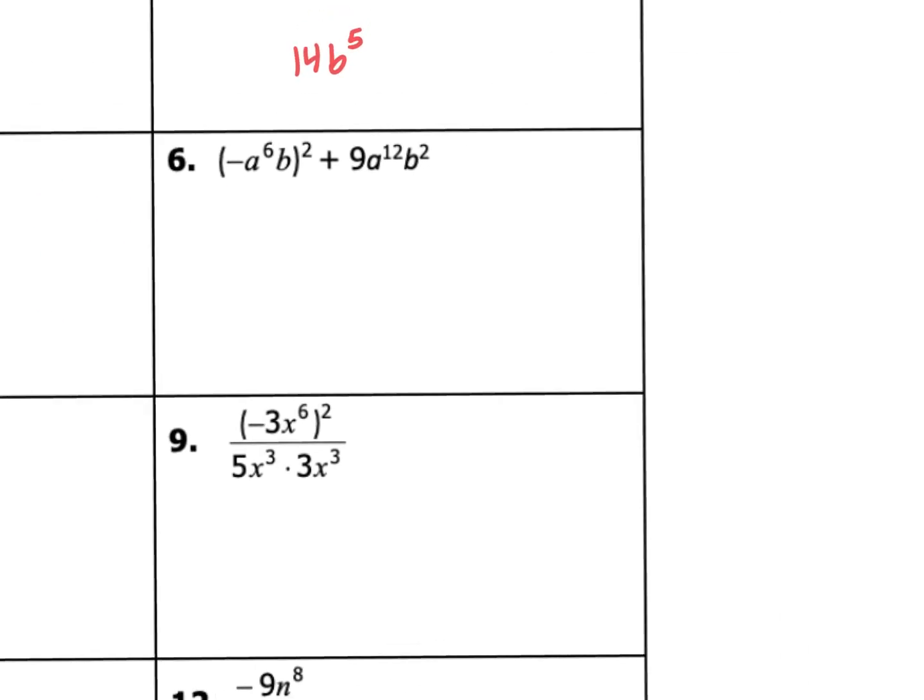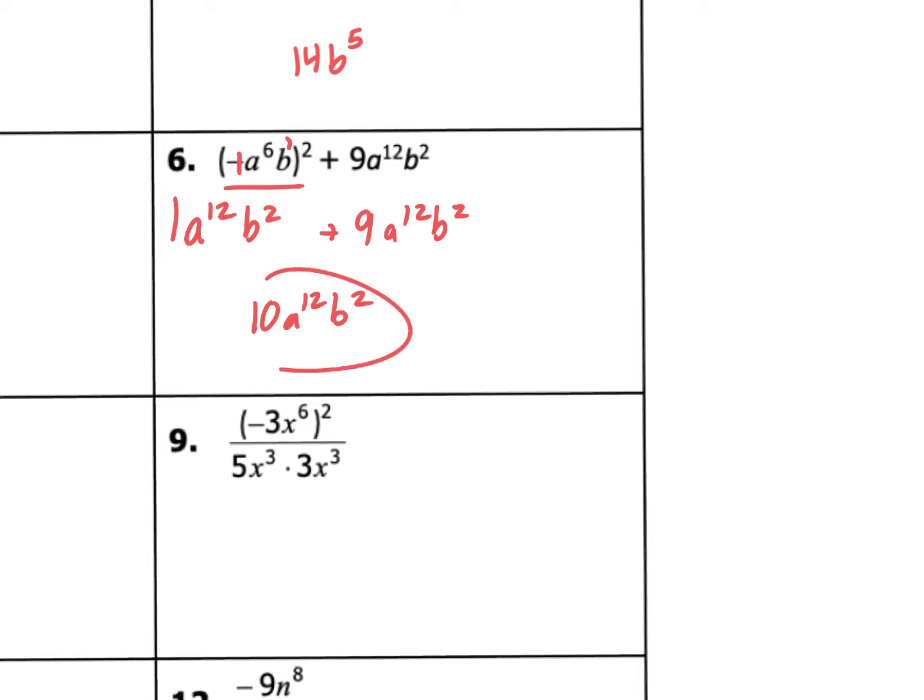Number 6, power rule first. Negative 1 squared is positive 1. A to the 6th times 2 is a to the 12th. And b to the 1st times 2 is b to the 2nd. Plus 9, a to the 12th, b to the 2nd. And those are like terms. So 1 plus 9 is 10, a to the 12th, b to the 2nd.